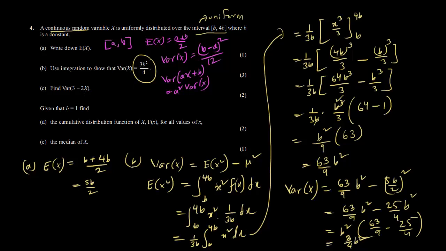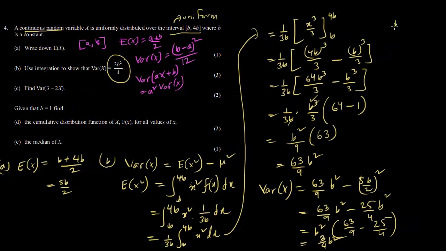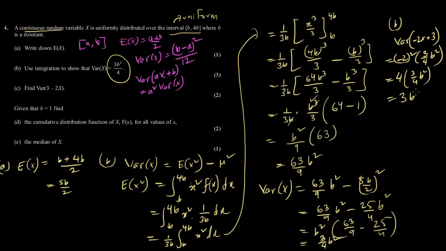Question number C is the coding. So let's do the coding over here. What we have is variance of minus 2x plus 3. I'm writing the x in front, that makes the coding easier because we have to write a squared. The coefficient of x is minus 2 squared times variance, which is 3 by 4 b squared, and we ignore this plus 3. So what we get is 4 times 3 by 4 b squared, and the answer is 3b squared. That is the coding.